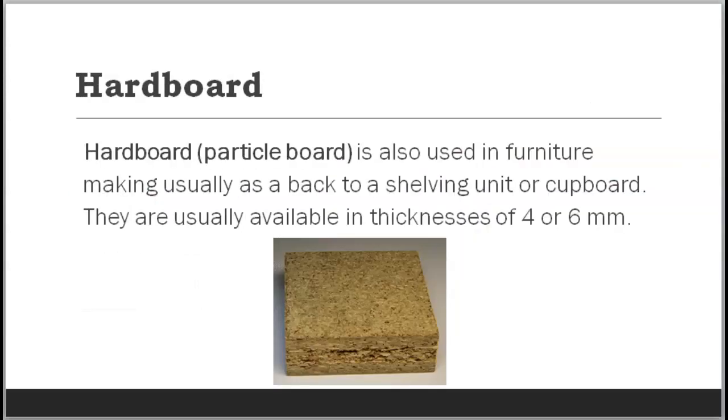Hardboard, also known as particle board. This is also used in furniture making, usually as a backing to a shelving unit or cupboard. They are usually available in thicknesses of 4 or 6 millimeters. And you can see a diagram showing you the particle board in this inset.